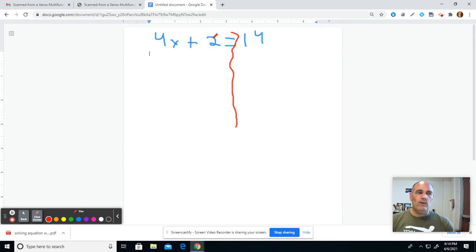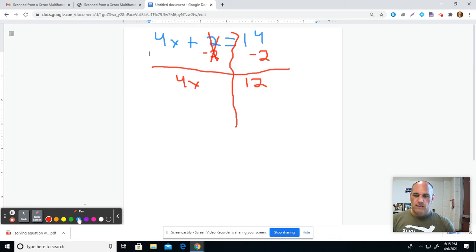All right, I get rid of what's not attached to the letter first. So I'm getting rid of this 2 first. The way I get rid of a positive 2 is I add its opposite, because that's going to give me some 0 pairs. If I add a negative 2 here, I also add a negative 2 there. All right, now we just simplify. On the left, positive 2 and negative 2 gives me a 0 pair. They're gone. All I have on the left is now 4x. Over here on the right, I have 14 and negative 2. I'm going to subtract, and I get 12.